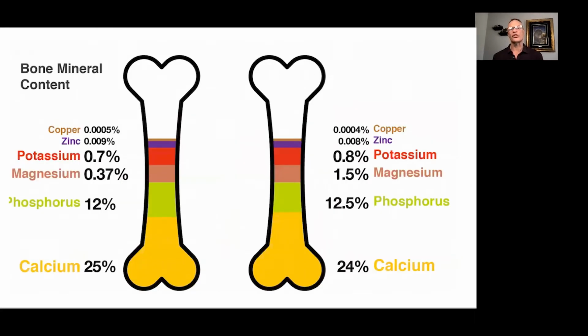So when we start looking at minerals in bone, we've got calcium, phosphorus, magnesium, potassium, zinc, copper. And by the way, there's a bunch of others in there as well. And there's also a protein matrix. So just taking calcium itself is not likely going to be sufficient to build good bone.